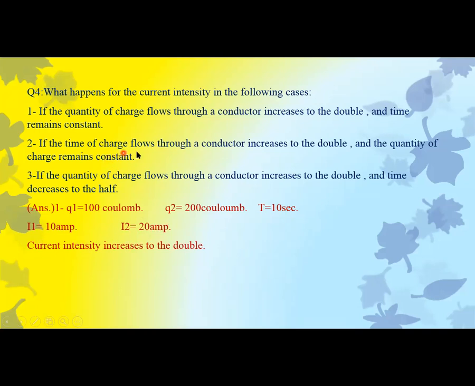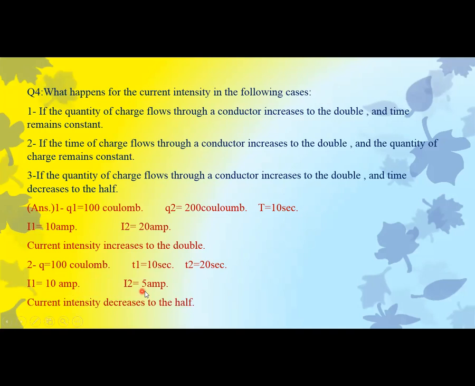Now the second case: the time doubles and the quantity of charge is constant. The quantity of 100 coulomb is constant in both cases. In the first case T1 is 10 seconds, and I double it in the second case to 20 seconds. When I calculate the intensity for the two cases, in the first case 100 divided by 10 is 10 ampere. In the second case 100 divided by 20 is 5 ampere. So it is clear that the current intensity decreased to half, from 10 to 5.